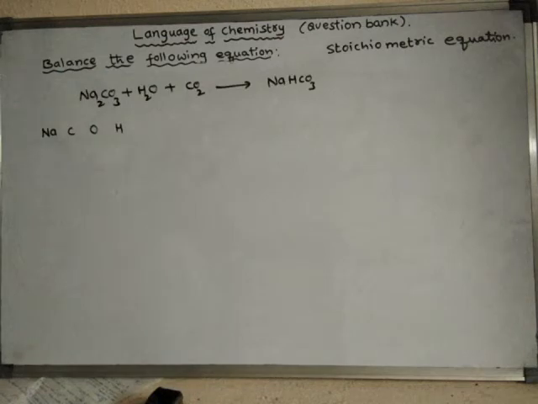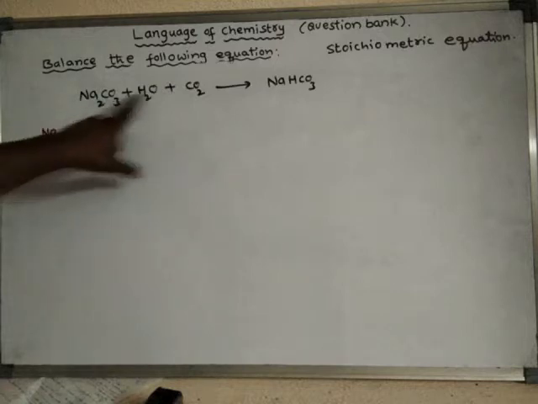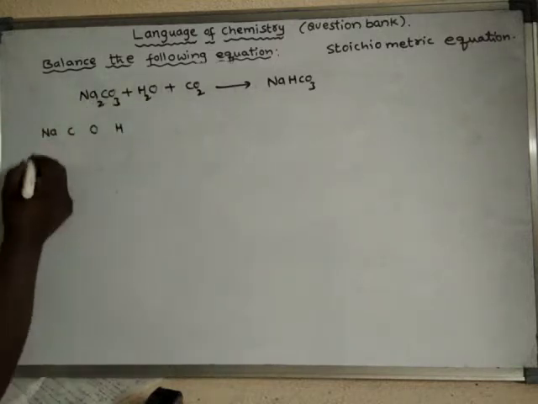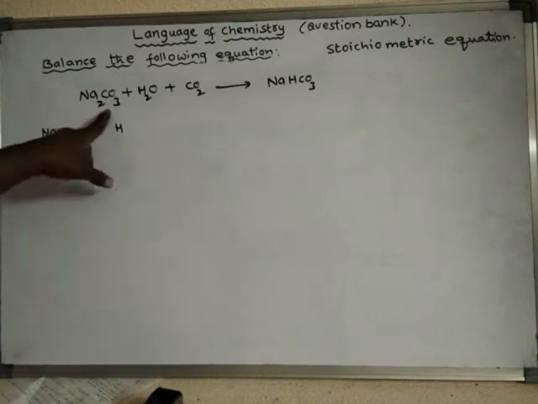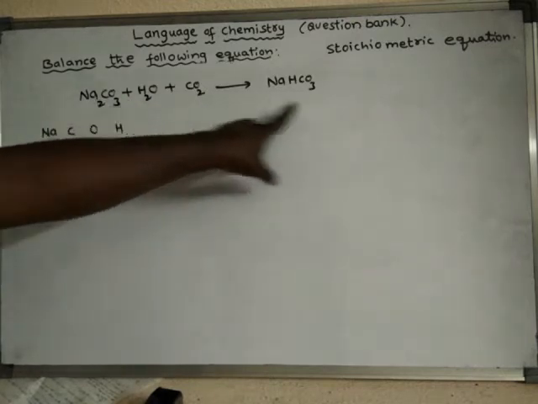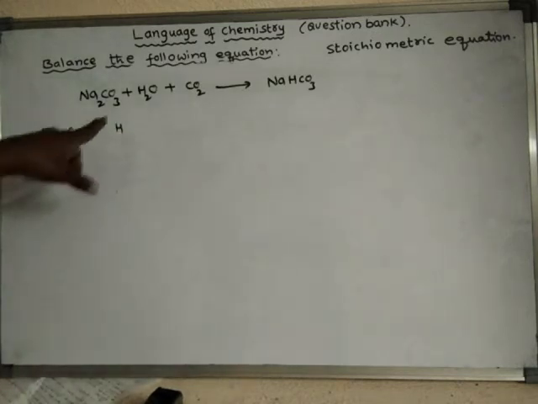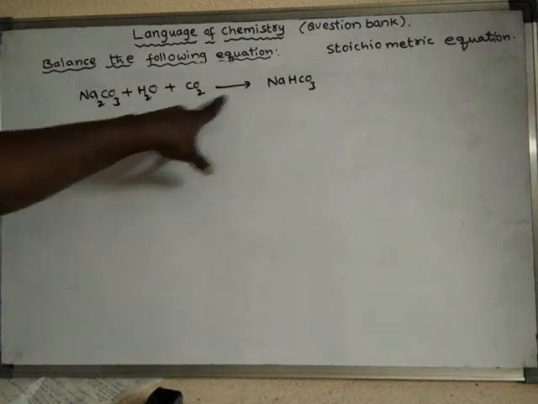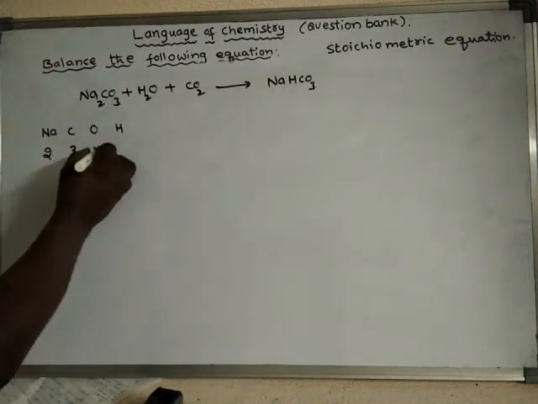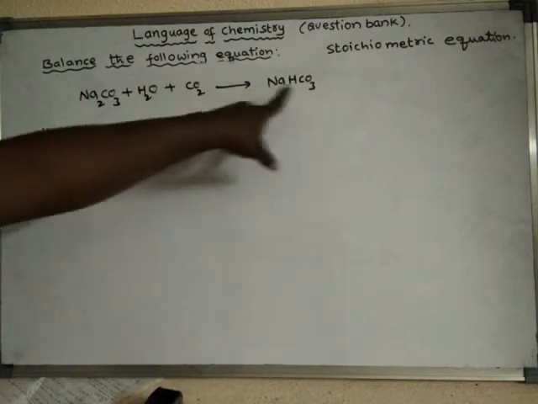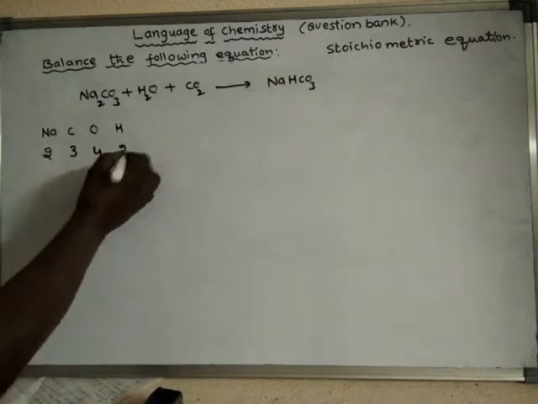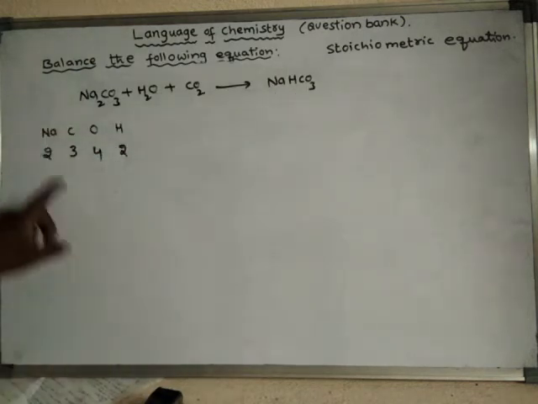Now after identifying the elements, we have to write the frequency number of each and every element. Sodium is appearing at 2 places, hence its frequency number is 2. Carbon is appearing at 3 places, 1, 2, 3 places, hence carbon's frequency number is 3. Oxygen is appearing at 1, 2, 3, 4 places. Now hydrogen is appearing at 2 places. So these are the frequency numbers of these elements.